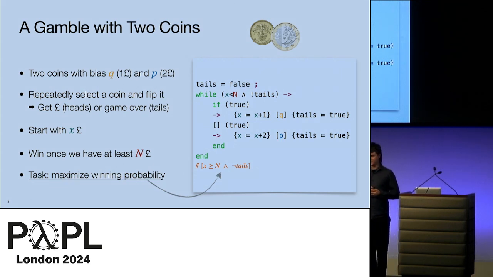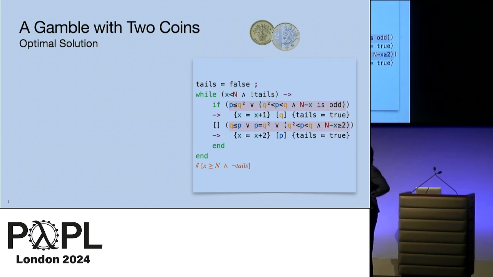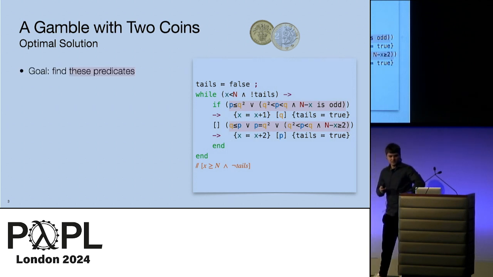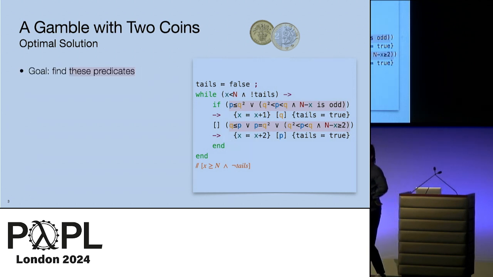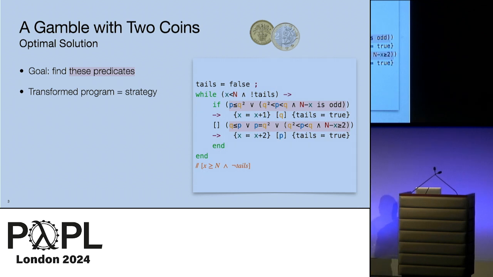We will encode this objective as a postcondition whose probability we would like to maximize. The optimal solution looks like that. There's no need to understand exactly why. And indeed, the objective of this work is to find these predicates systematically. The idea is that these predicates highlighted in red encode a strategy in the sense that as we play the game, we just step through this program, and when we have to make choices, we make them consistent with these predicates.